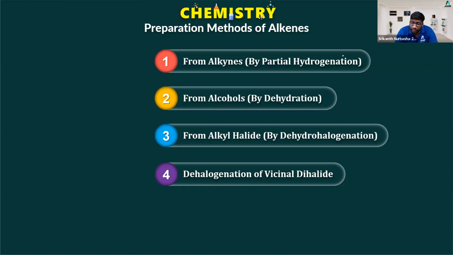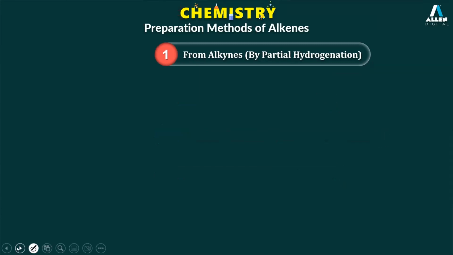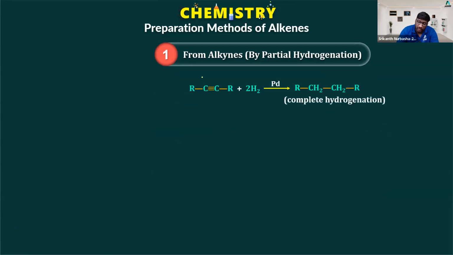How many types of partial hydrogenation do you know? Lindlar reaction, Lindlar catalyst or Rosenmund's catalyst. And we have Birch reduction. In the Lindlar catalyst, will we get cis or trans? Cis. Cis. Very good. So from alkynes, we'll start with the reaction.